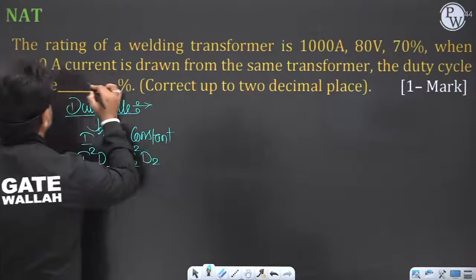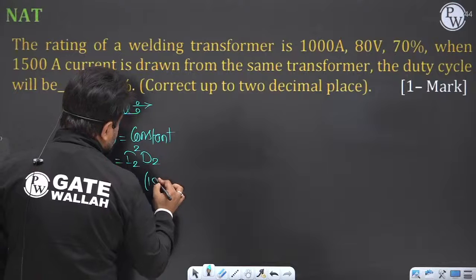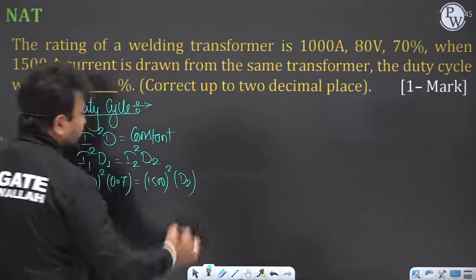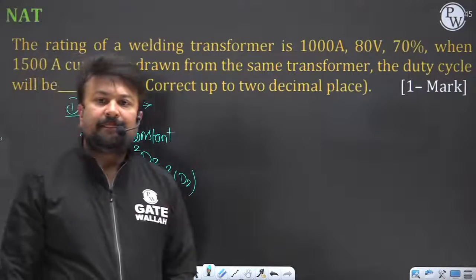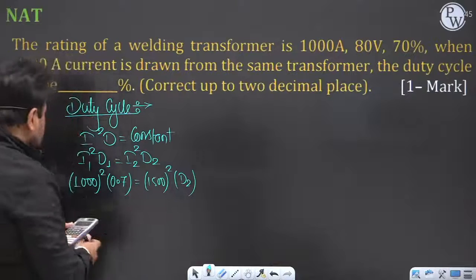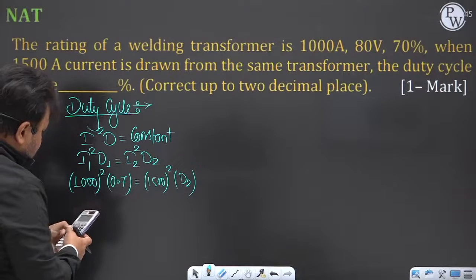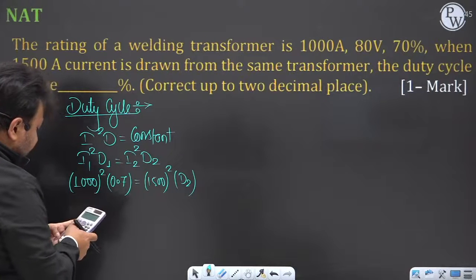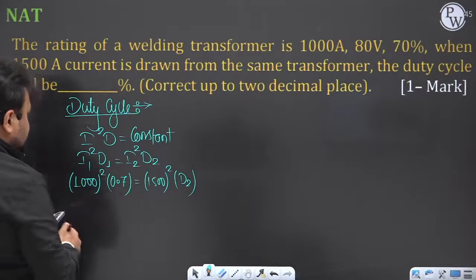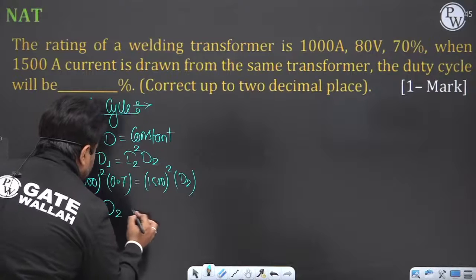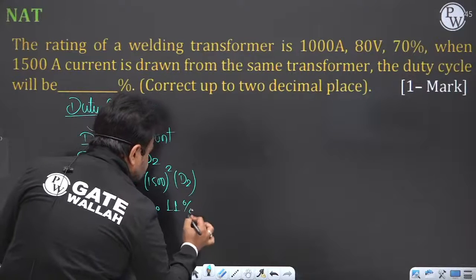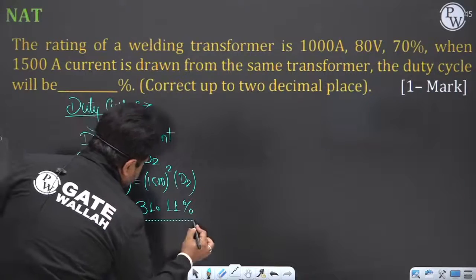0.7. I2 is given, that is 1500 square. Now you have to find the D2. Am I clear? So you will get the value of D2. Now let me see. So 1000 square divided by 1500 square. So D2 will become 31.11%. Right?